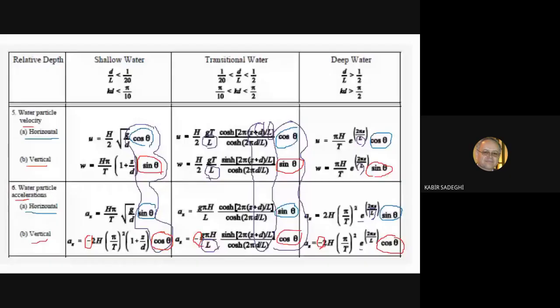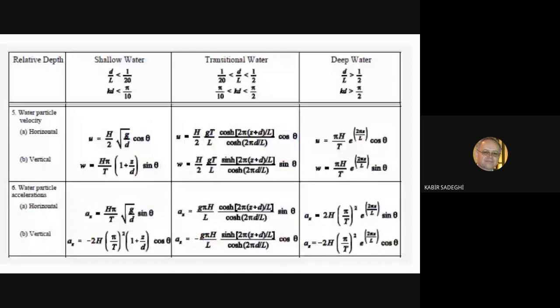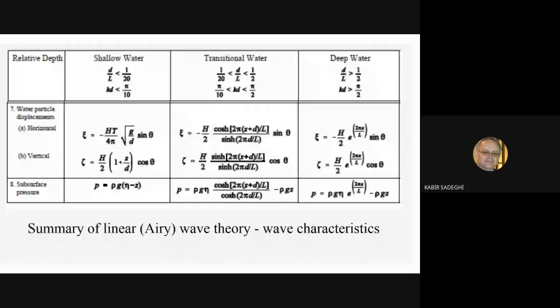Next slide, we see the remaining parts of the table of Airy. That is a relative depth. It's clear. This was, again, I assembled here. Number 7 and number 8. Water particle displacement, again, in horizontal and vertical directions. And subsurface pressure, P, is given.